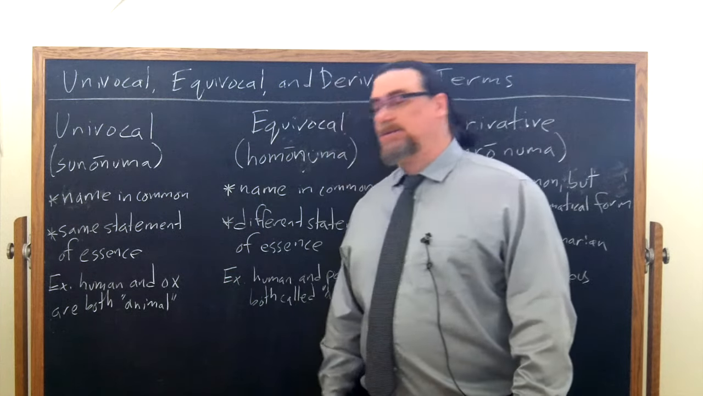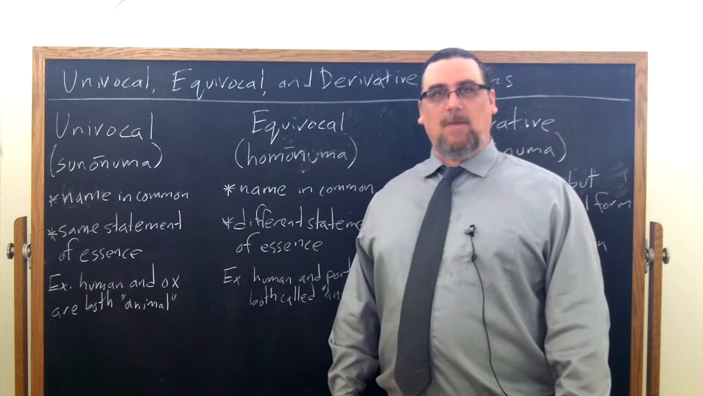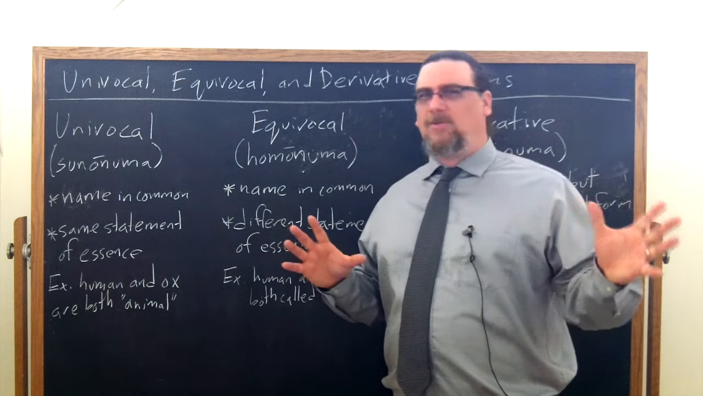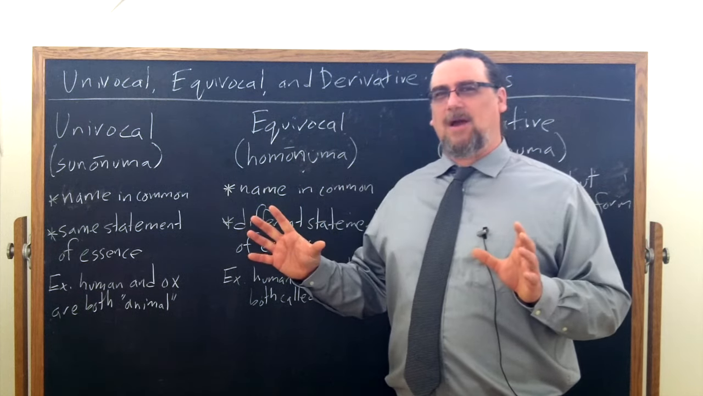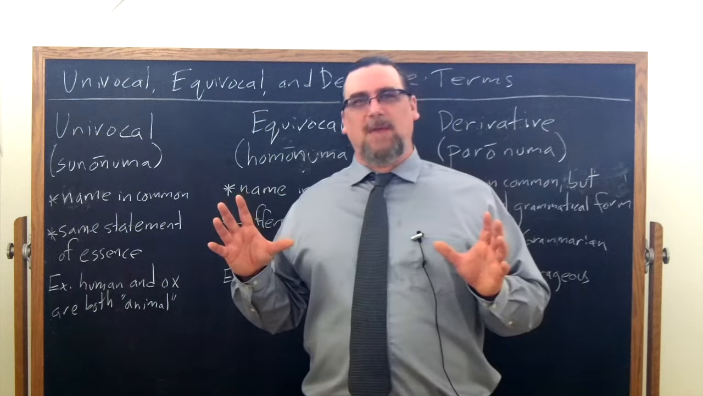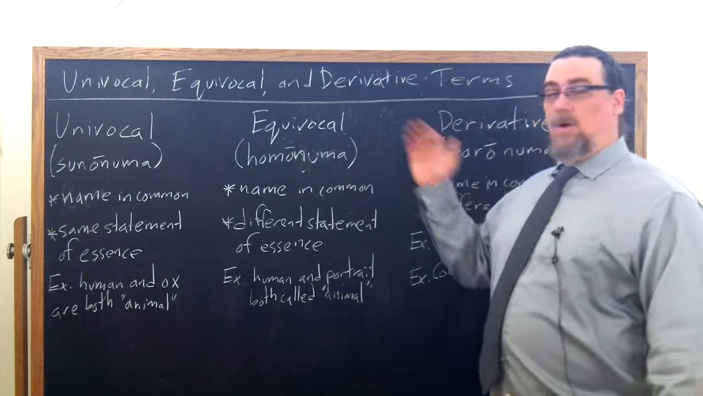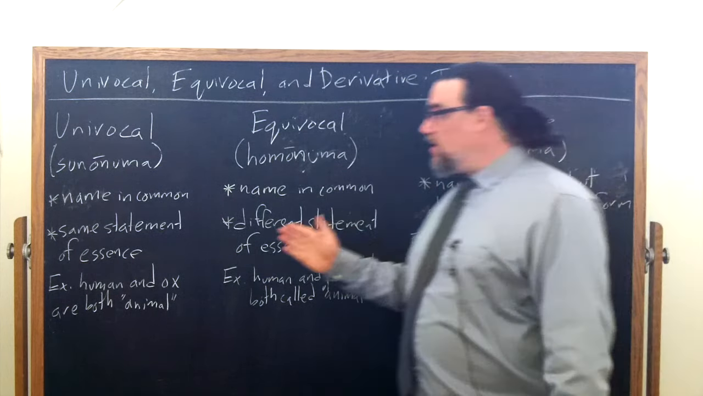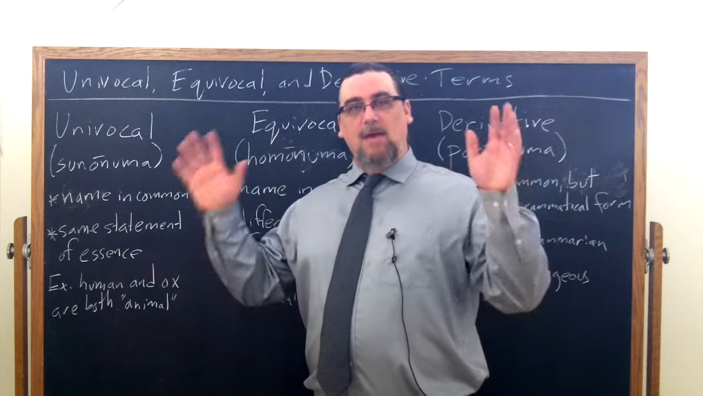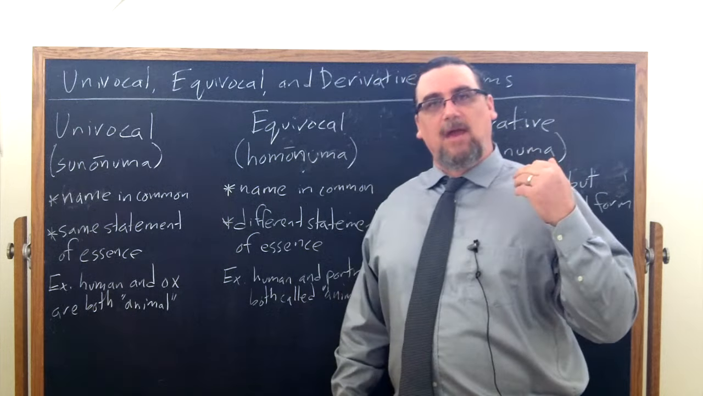Human and ox can both be described by the word animal. That's not to say they're the same kind of animal, right? Humans are one kind of animal. Oxen are another kind of animal. This isn't a metaphorical thing when you call some big burly guy an ox. That would be an example of a derivative or an equivocal term, wouldn't it? But in this case, we're saying that the human being and the ox are both animals. They both fit under that rubric, that term of animal.